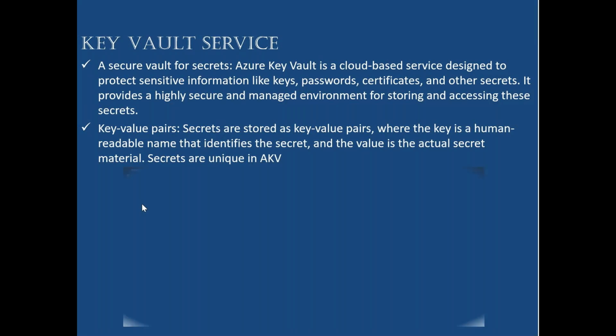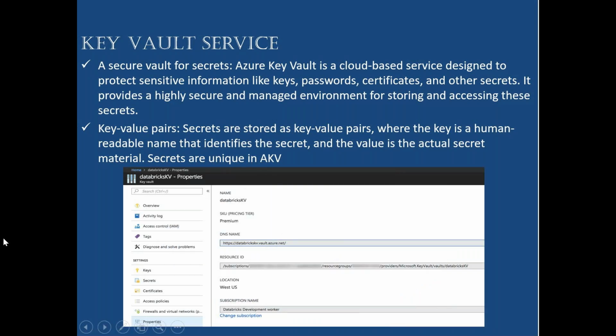Okay. Now, this is how Azure Key Vault will look. You can take this resource ID and the DNS name. These two are important. This is the place where we will go and store our sensitive information, secrets. Keys are something you can use to encrypt the sensitive information that you have.